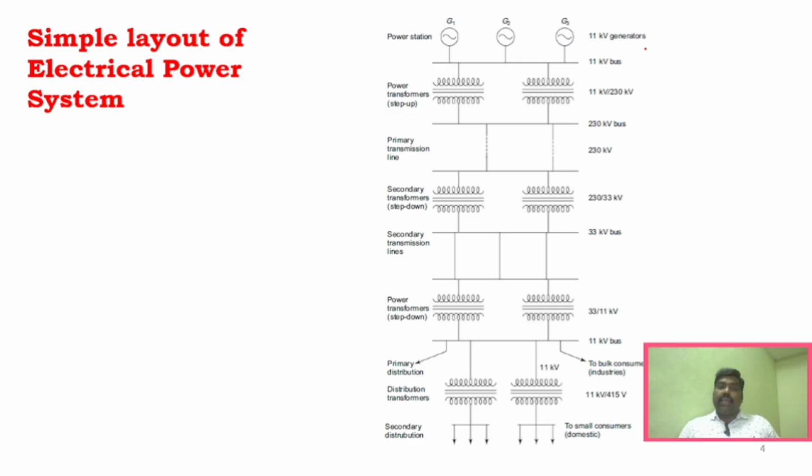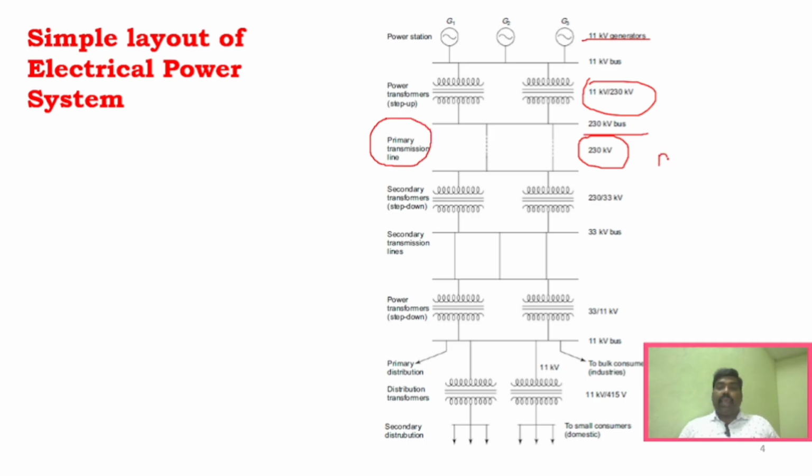You can see here the power is generated at 11 kilovolt. From 11 kilovolt it is stepped up and transmitted through the overhead cables. It reaches the main load center, where it is stepped up to 230 kilovolt, and this line is called the primary transmission line.